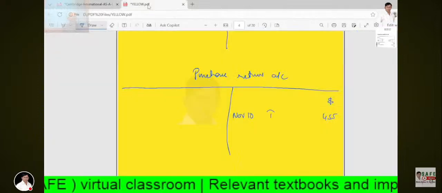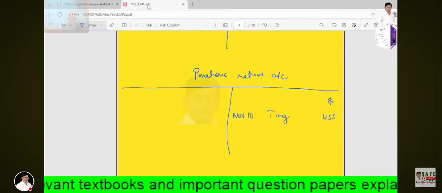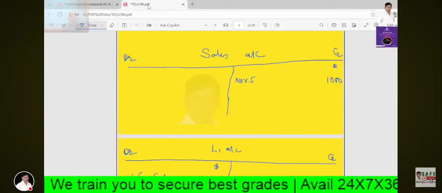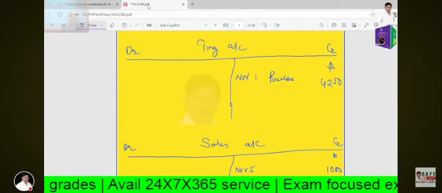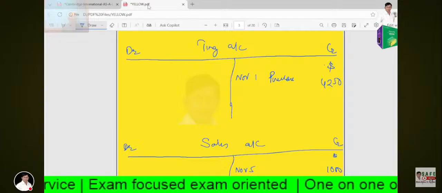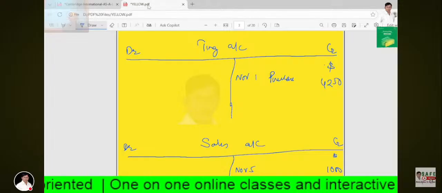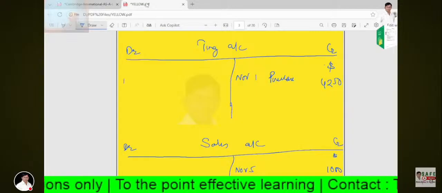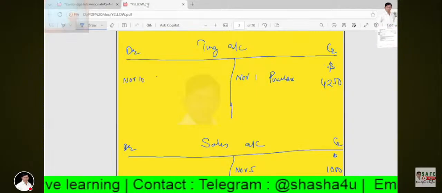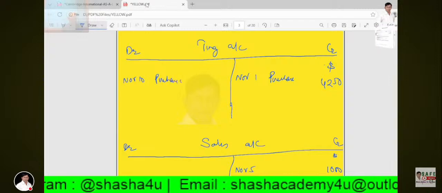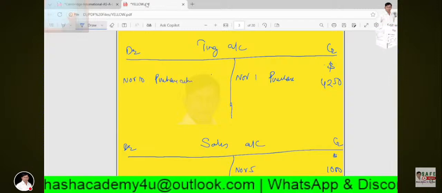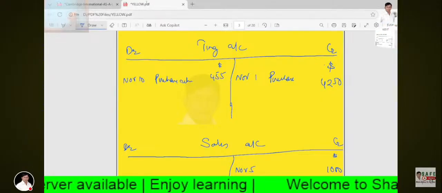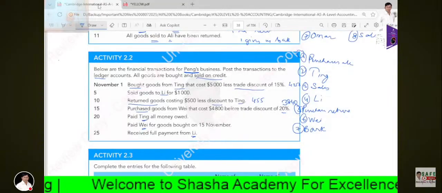So Tinge. Now we have credited purchase returns, now we have to debit Tinge. So purchase returns, November 10. We have to debit Tinge 455. Always write the dollars. Don't forget.